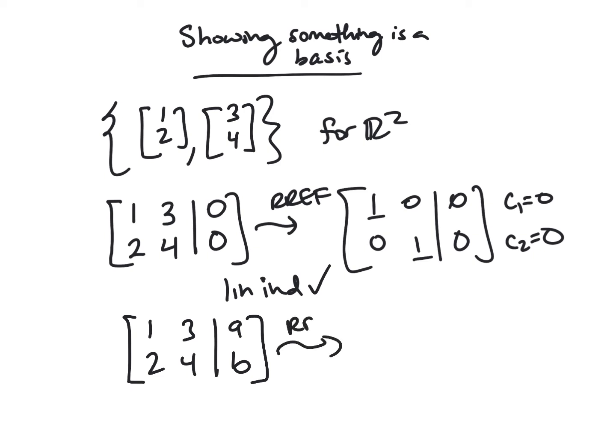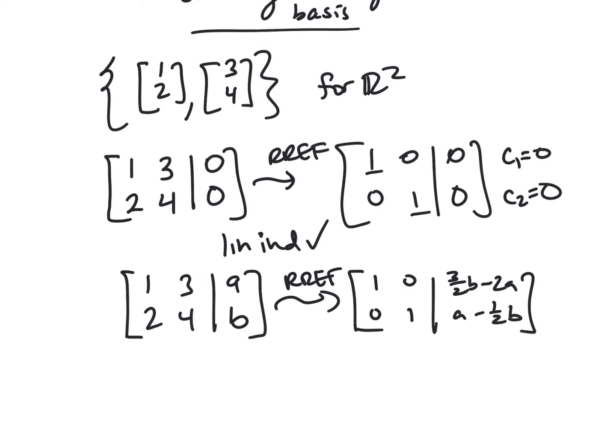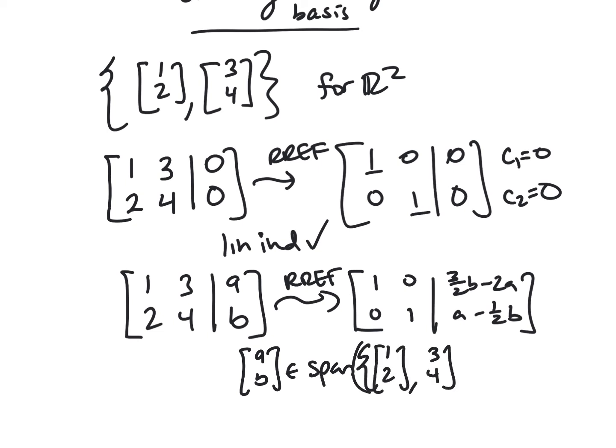And again, you could use a calculator for this, but row-reduced echelon form in this case is 1, 0, 0, 1. And then over here we have 3/2 b minus 2a and a minus 1/2 b. So this tells you exactly what the coefficients should be, and you will always have a solution to this system. And so this means that any old (a, b) lies in the span of these 2 vectors. And so this is a linearly independent spanning set. This is a basis.